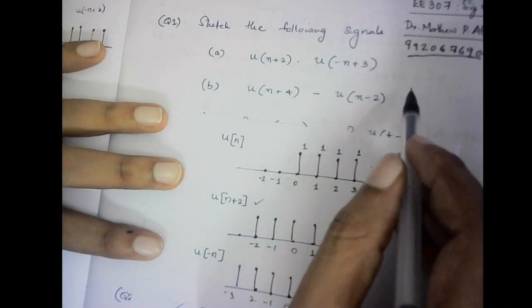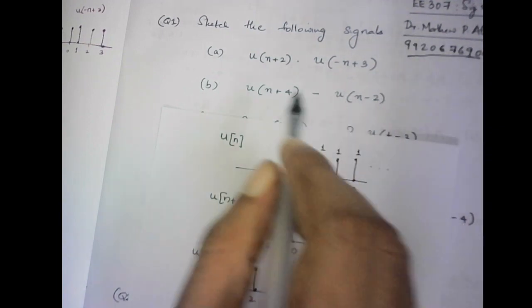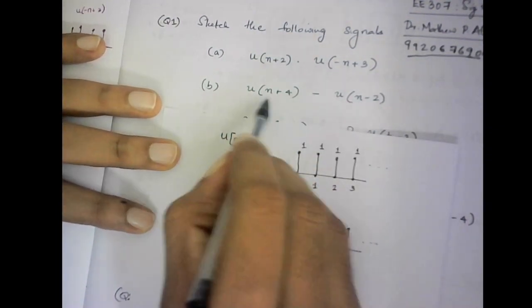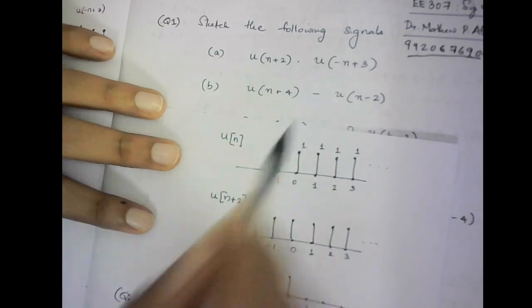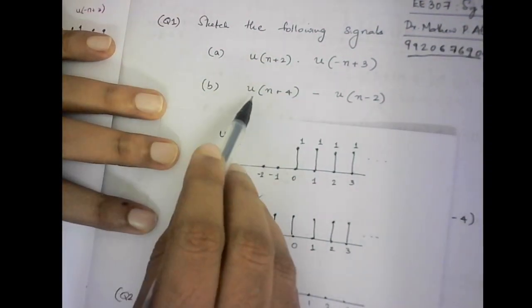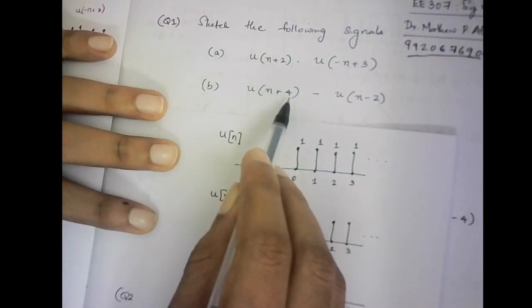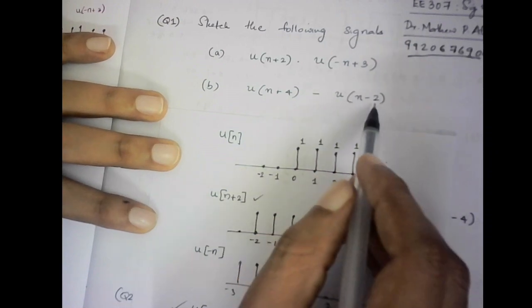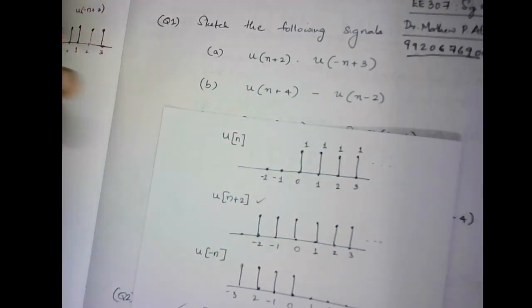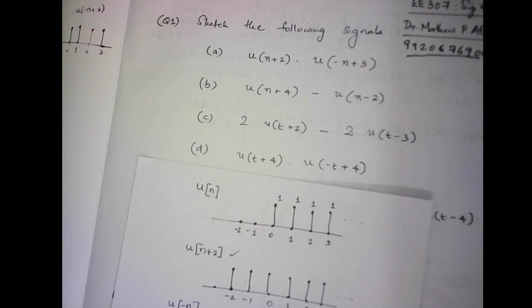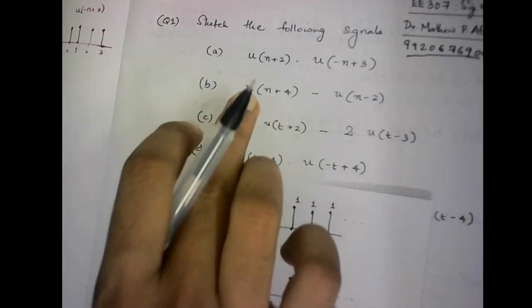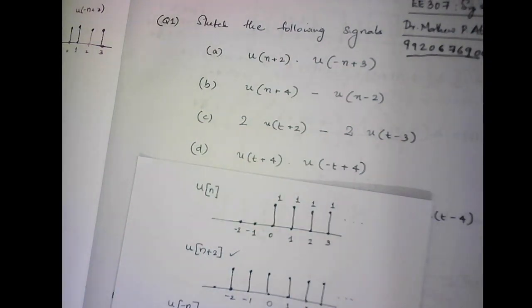Similarly, you can try out the second question. In the second question, you need to subtract two signals. U of n plus 4 is a unit step signal which is advanced by 4 instances. U of n minus 2 is a step signal which is delayed by 2 instances. Now you need to subtract this particular signal from u of n plus 4.